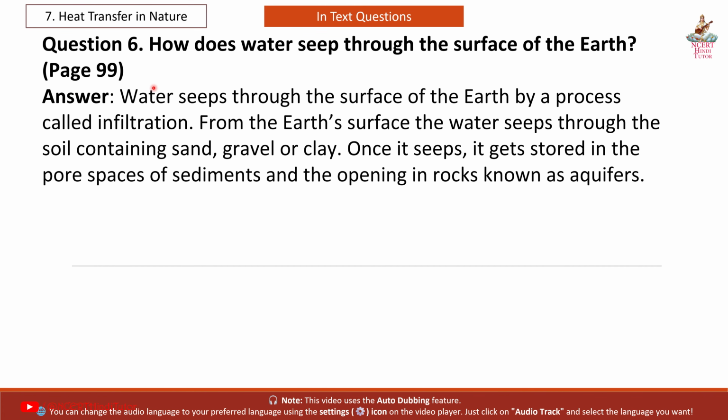Next question, page 99: How does water seep through the surface of the earth? Answer: Water seeps through the surface of the earth by a process called infiltration. From the earth's surface, the water seeps through the soil containing sand, gravel or clay. Once it seeps, it gets stored in the pore spaces of sediments and the openings in rocks known as aquifers.